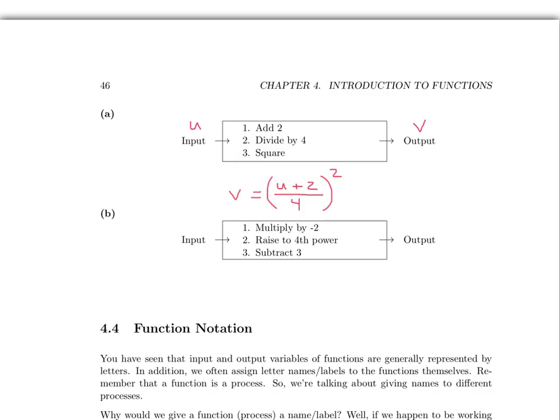Now let's look at part B. Again, we're starting with an input of u and we are arriving at an output of v. Let's begin with u. The first thing that has to happen to u is we have to multiply it by -2. That will give us -2u. We have to raise this quantity to the 4th power. Now to make it clear that we're raising this entire quantity to the 4th power, I'm going to enclose it in parentheses.